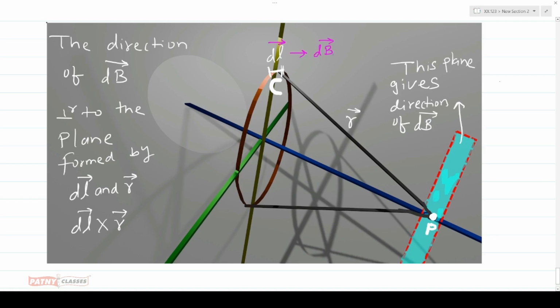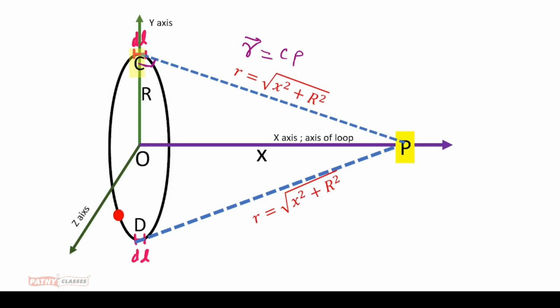So what is the direction of dB? The direction of dB is perpendicular to the plane formed by dl and vector r. That plane is shown here by some color. This is the plane, and this plane gives the direction of dB. So finally, we got the direction of magnetic field due to small element dl.